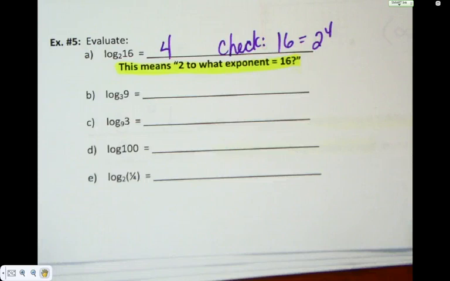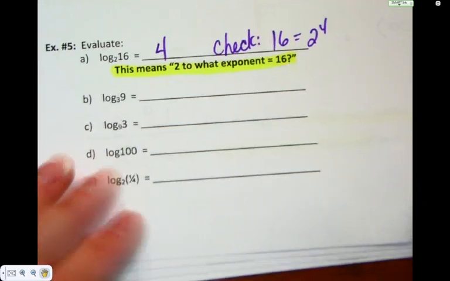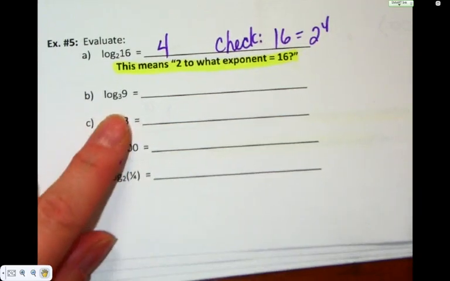Log base 3 of 9. Turn to someone in front, behind, beside you. Tell them what that is asking you. I love the talking to each other. It's lovely. What is this asking you? I heard talking there, I heard talking there.